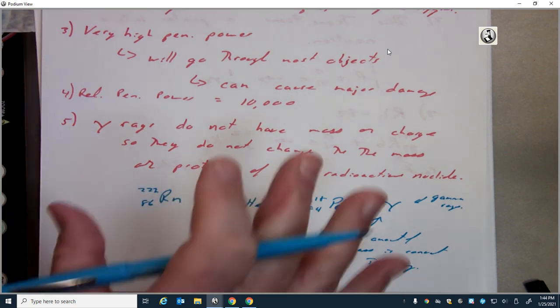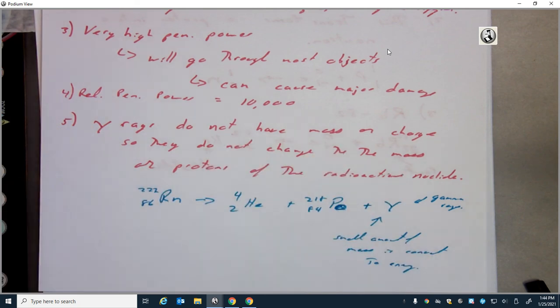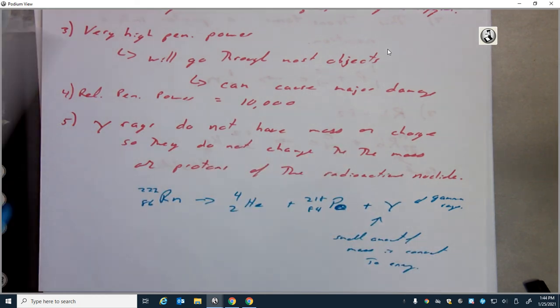All right, so those are the different types of radiation and the decay modes that they go through. That's where we're going to stop for today, and we will pick up with nuclear stability next class.